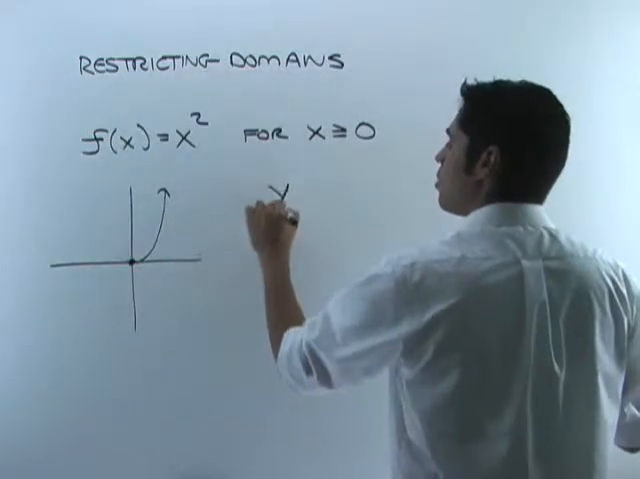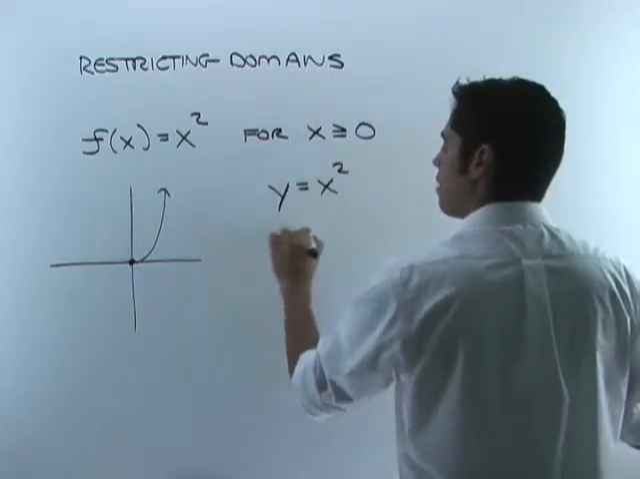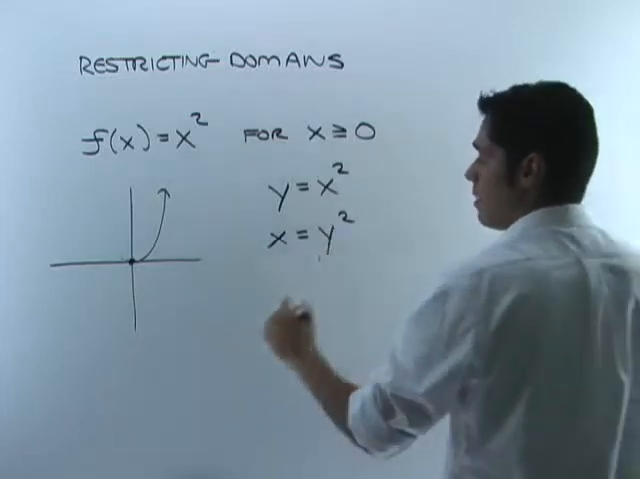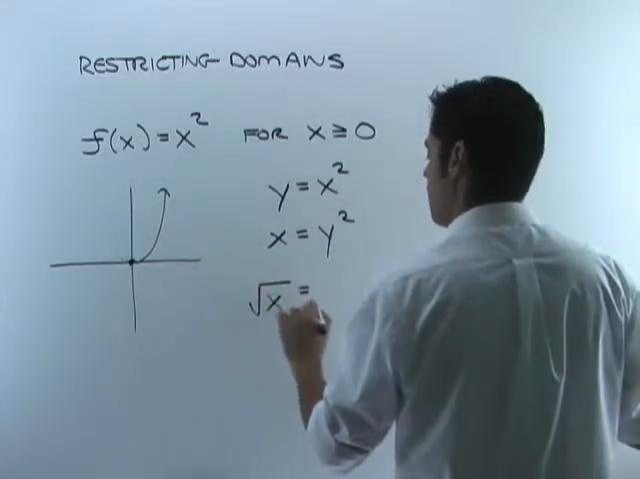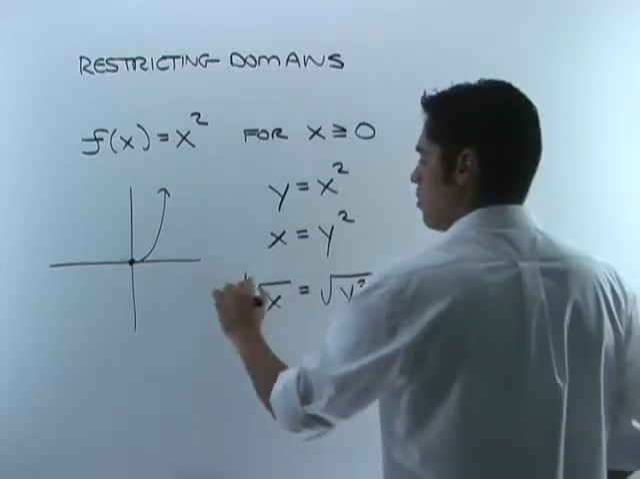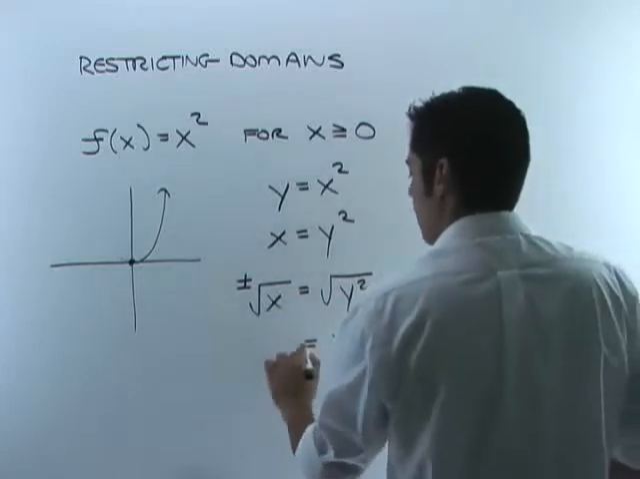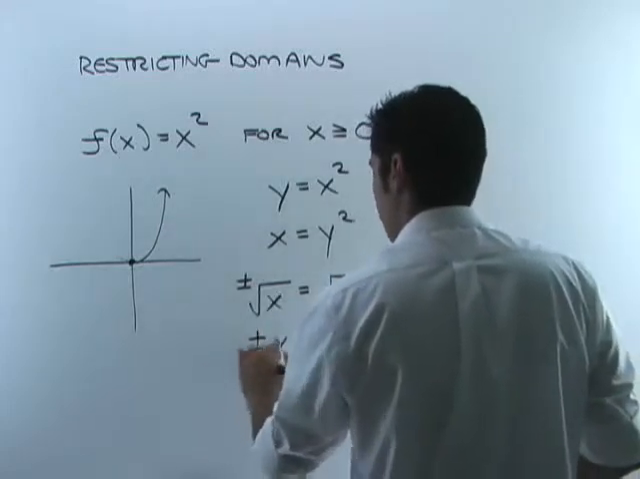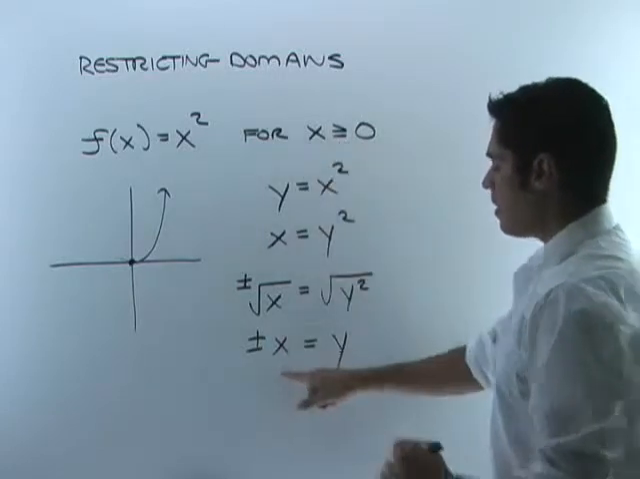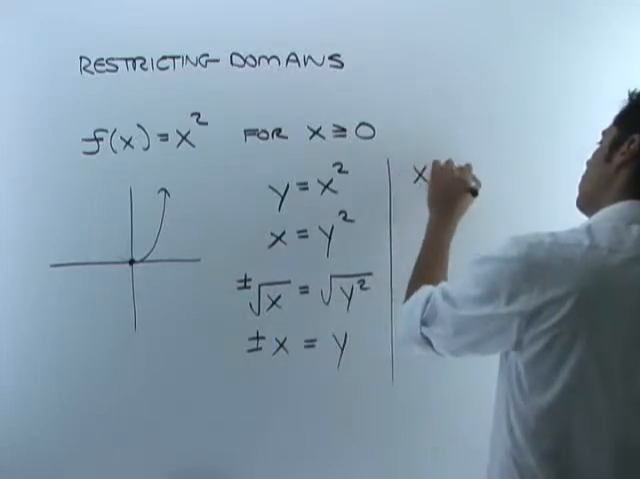What we can do is switch our f of x to y. We can switch our x and y variables. Now we can solve for y by taking the square root on both sides. Now we know that when we take the square root, we get plus or minus. The right side is y and the left side is plus or minus square root of x. But remember, x could only be positive. That means that we can scratch the negative here.